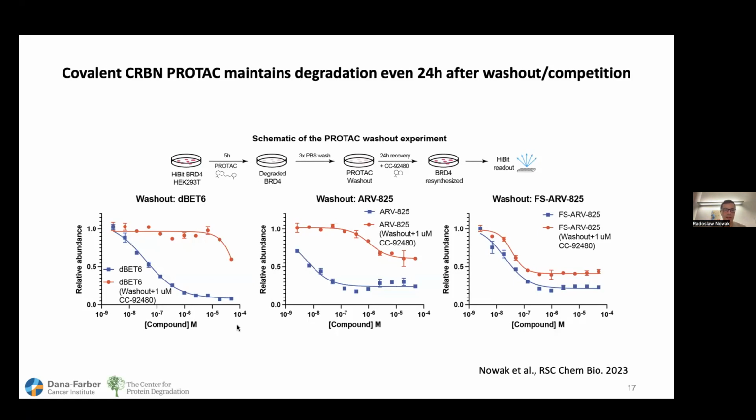The PROTAC happens to be quite nicely rescued. So we observe no degradation, almost no degradation upon a washout. Similar with ARV-825, although there is something happening, and we definitely see a much longer, or maintained, DC50 value for this fluorosulfate ARV-825 molecule, but perhaps slightly reduced depth of degradation.